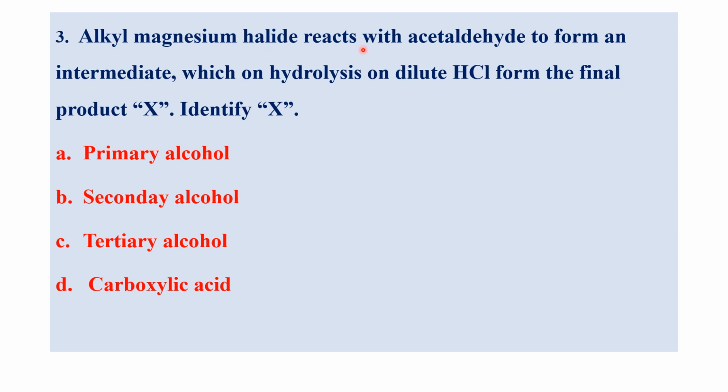Alkyl magnesium halide reacts with acetaldehyde to form an intermediate, which on hydrolysis with dilute HCl forms the final product X. Identify X, whether it is primary alcohol, secondary alcohol, tertiary alcohol, or carboxylic acid. So these are the products given for X. We will find the correct answer among all these. First we will react the Grignard reagent, that is the alkyl magnesium halide, with different compounds, and these products will be formed. So we will find which one is the suitable product for acetaldehyde.